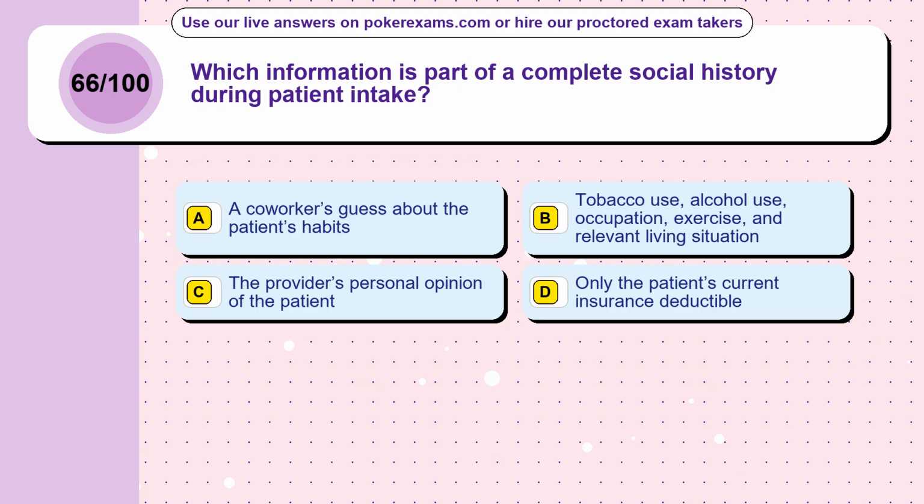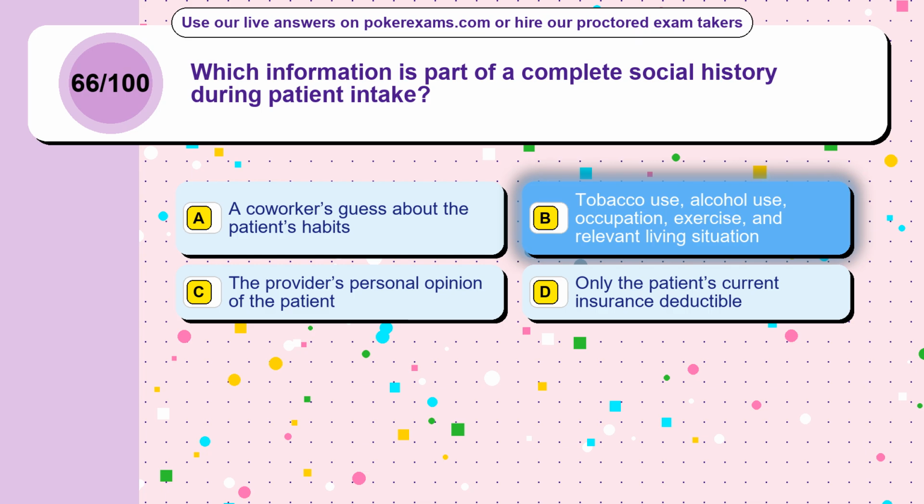Question 66. Which information is part of a complete social history during patient intake? Option A. A coworker's guess about the patient's habits. Option B. Tobacco use, alcohol use, occupation, exercise, and relevant living situation. Option C. The provider's personal opinion of the patient. Option D. Only the patient's current insurance deductible. The correct answer is option B.